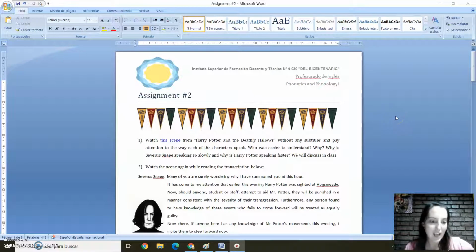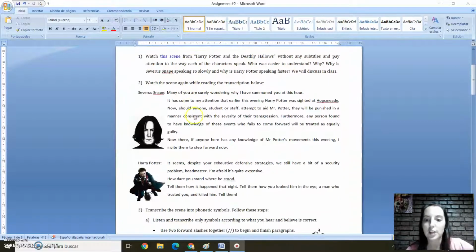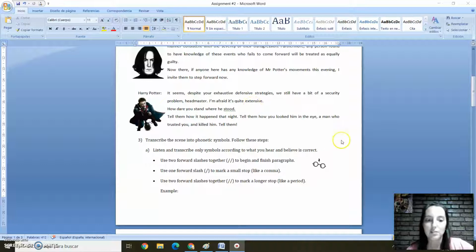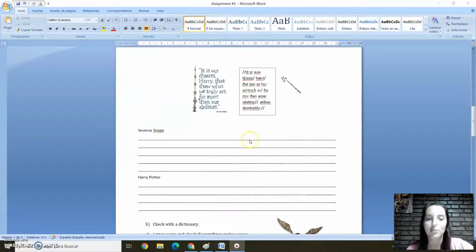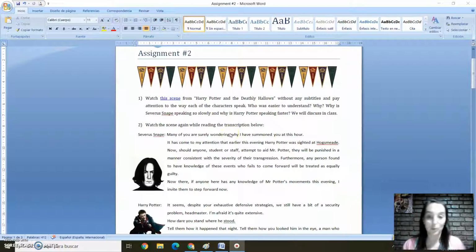So I got very nerdy. Sorry, you will have to cope with my nerdiness. So I took a scene from Harry Potter and the Deathly Hallows Part 2, and we're going to work from that scene, okay? So you see that all the topic is Harry Potter, so you have flags there and characters there and some ornaments over there. So I got very nerdy. Well, just to make it a little bit more interesting.